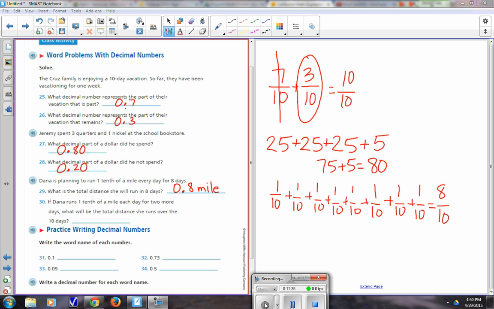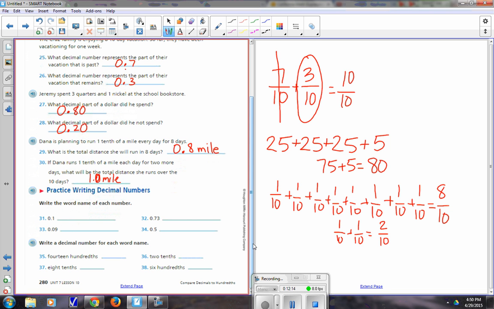If Dana runs 1/10 of a mile each day for 2 more days, what will the total distance she runs be over the 10 days? Well, if I were to add 2 more tenths to this, 1/10 plus 1/10 equals 2/10, and 2/10 plus 8/10 is 10/10, which is 1 whole, right? 1 whole mile is what she'll run for the whole distance.